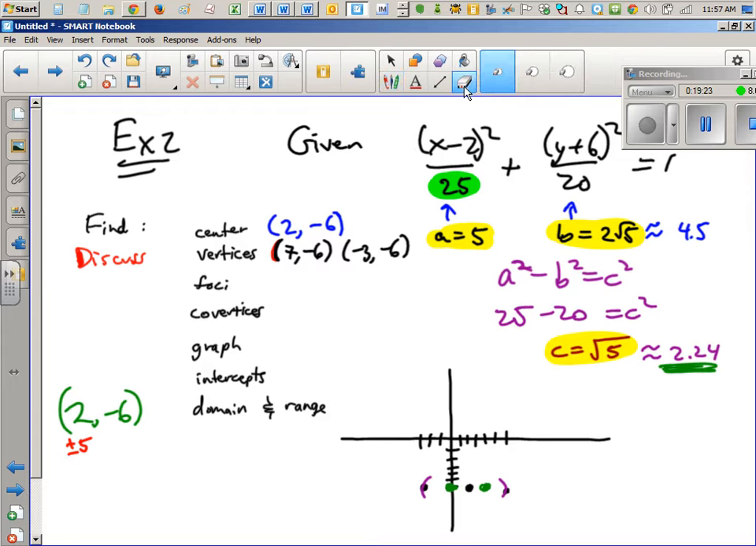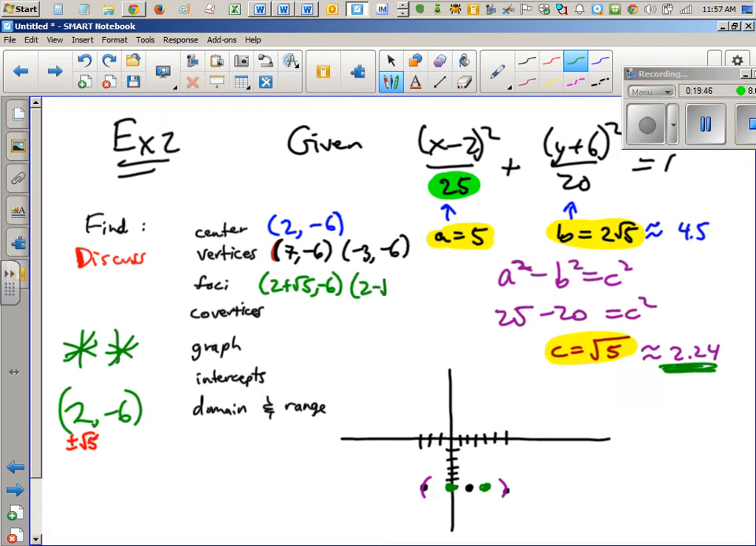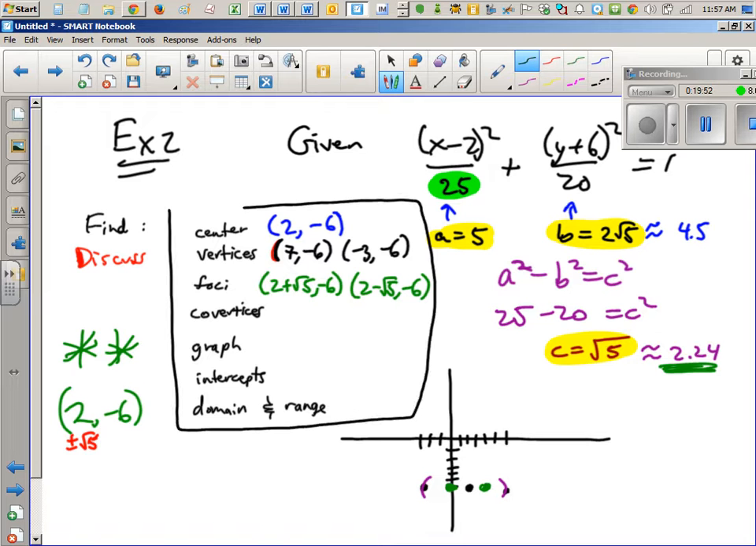If you want to find the exact location of those points, just come over here where my center is on the left side of the whiteboard and just do a little plus or minus root 5 right there. So I would actually expect you to write your foci like this. 2 plus rad 5 comma -6, 2 minus rad 5 comma -6. I don't want any decimals for my answers. Okay? All right.